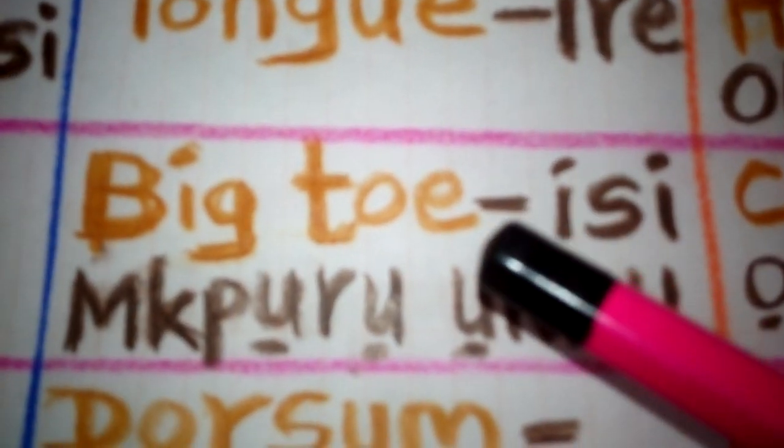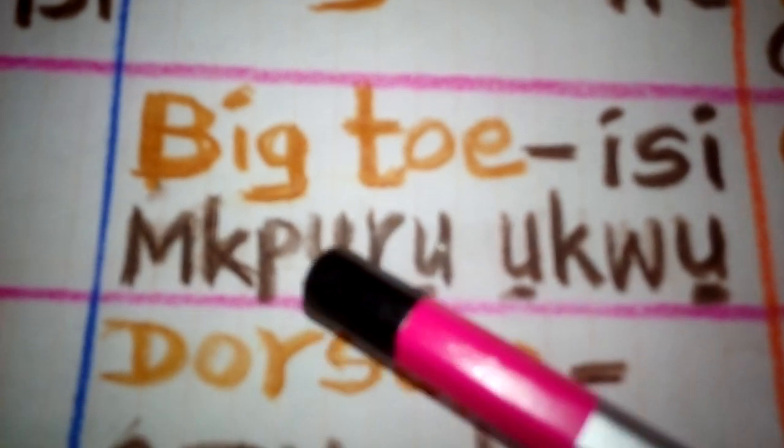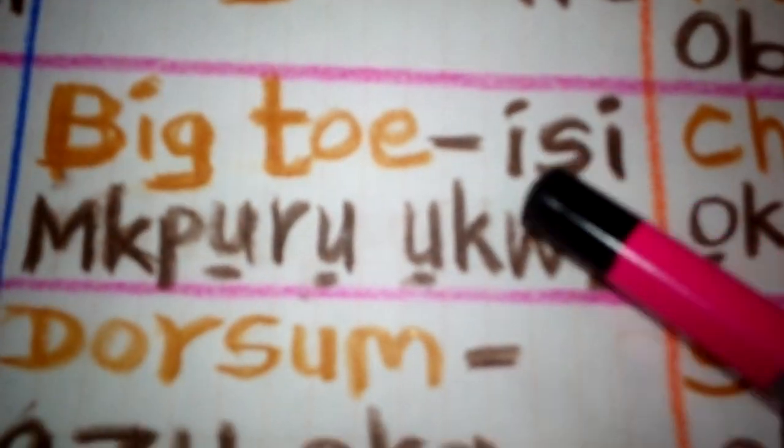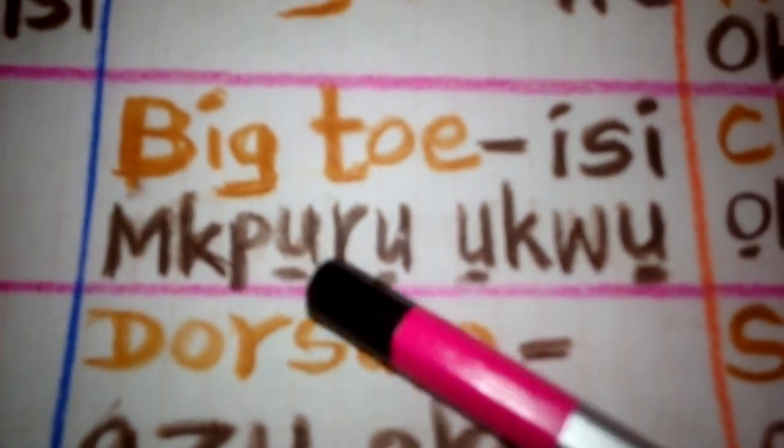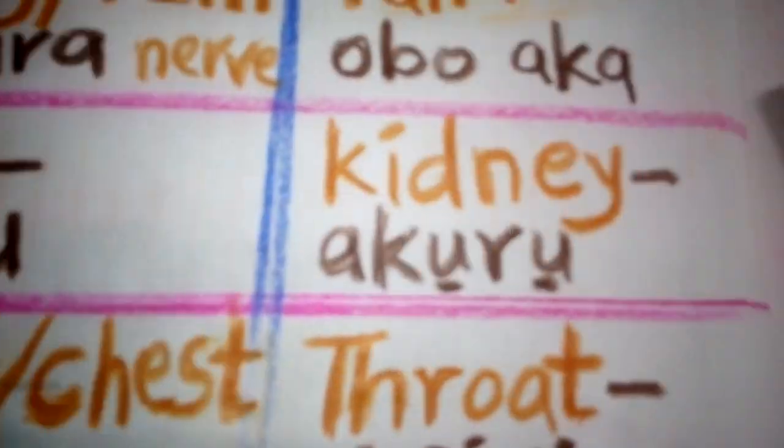Big toe, isi mkpuru okwu. Remember, thumb is for the hand, isi mkpuru aka. Big toe is isi mkpuru okwu. This big toe here, this big one, is called isi mkpuru okwu. Isi mkpuru aka is the thumb, this big one.